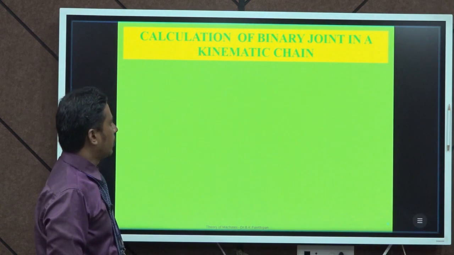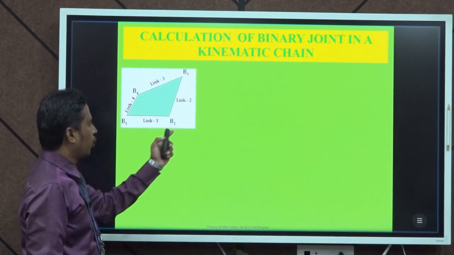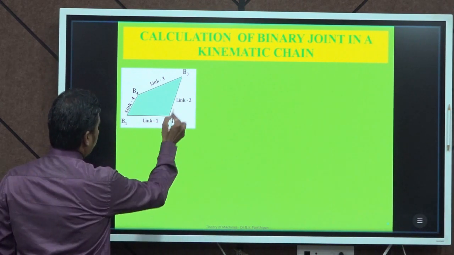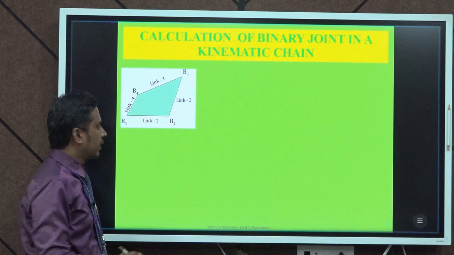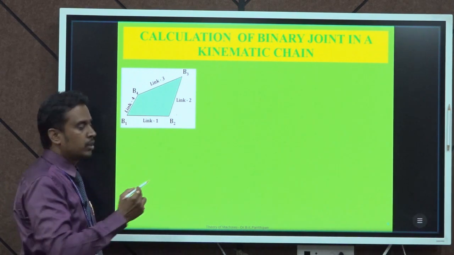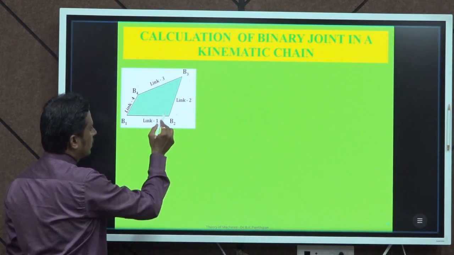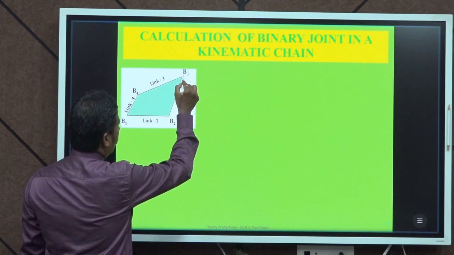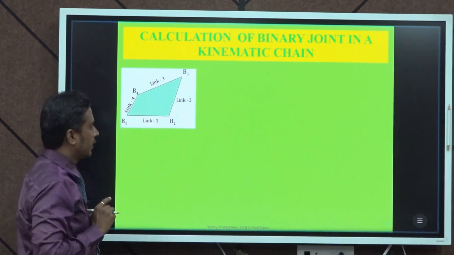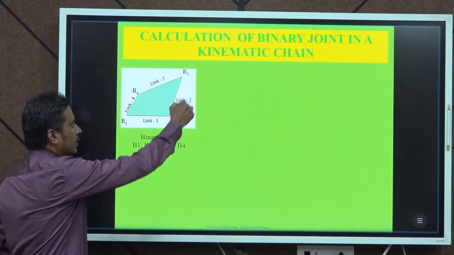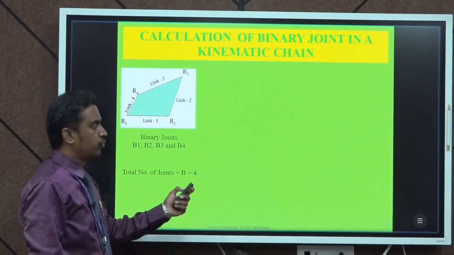The next one is we are going to calculate the total number of binary joints for a given mechanism. So, let it be a 4 bar mechanism and these points are B1, B2, B3, B4. As we said earlier, link 1 and link 4 are connected. So, this is known as a binary joint. Similarly, link 2 and link 1 are connected at one point. So, this is also a binary joint. Link 2 and 3 are connected at B3. This is also a binary joint. Similarly, link 3 and link 4 are connected at one connection, then it is known as binary joint. So, in this given arrangement, we are having 4 binary joints. So, the total number of joints is nothing but 4.